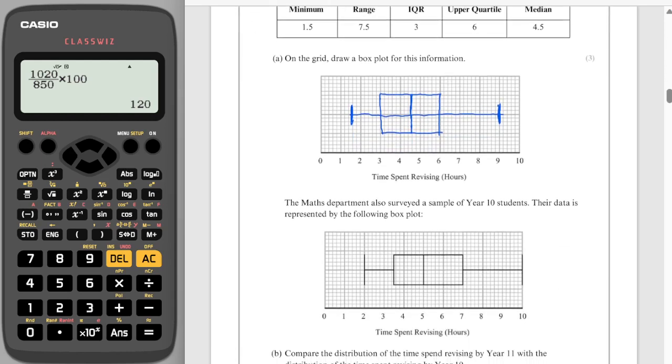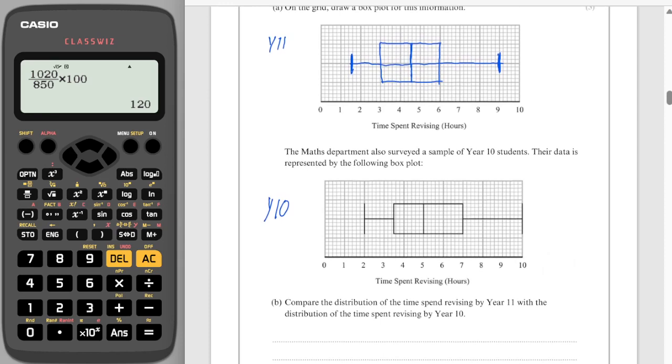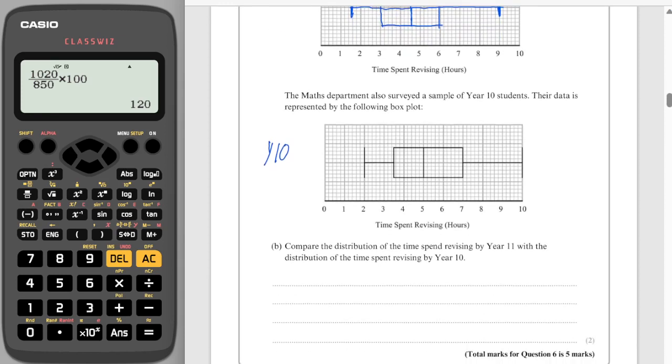The maths department also surveyed a sample of Year 10 students. Their data is represented in the following box plot. Compare the distribution. So this is Year 11 and this is Year 10. Okay, so my 2 statements: one's going to be comparing the median. So Year 10 have a higher median. And we can say that that means that they revise more on average.